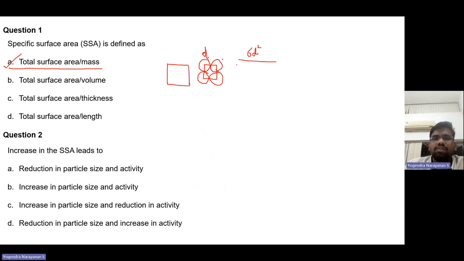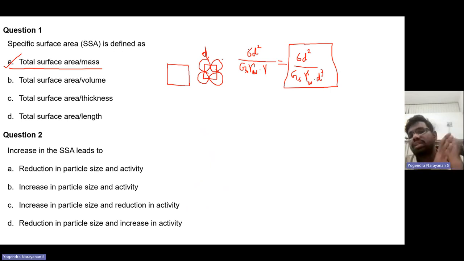By mass would be the specific gravity of the soil solids multiplied by gamma water, that is the unit weight of water, into volume. Here the volume would be D cube, the entire representative volume which we are taking. So this is the expression for specific surface area for a soil containing spherical grains, assuming a spherical grain.